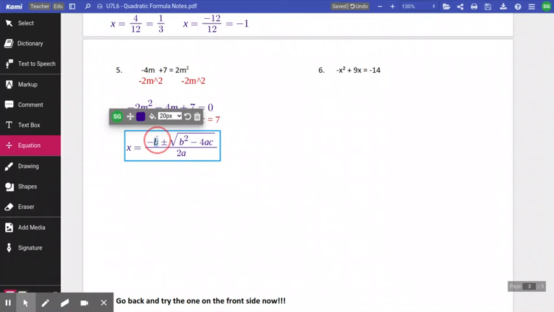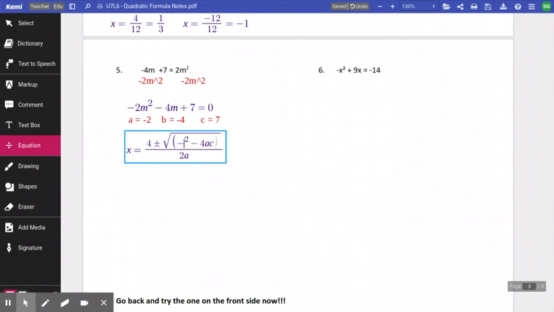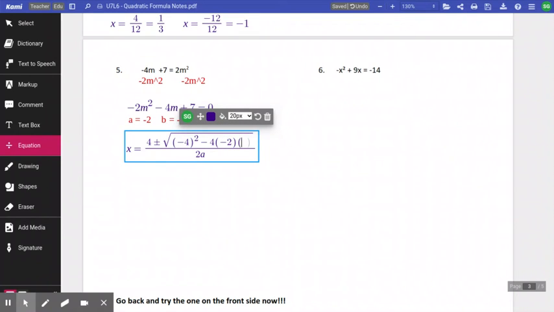I can substitute my numbers. So instead of negative b, I can say negative 4, or to make it easier, just positive 4. Instead of b squared, I can say negative 4 squared. Instead of minus 4ac, I can say minus 4 times negative 2 times c, which there is 7. And then instead of 2a, I can say 2 times negative 2.